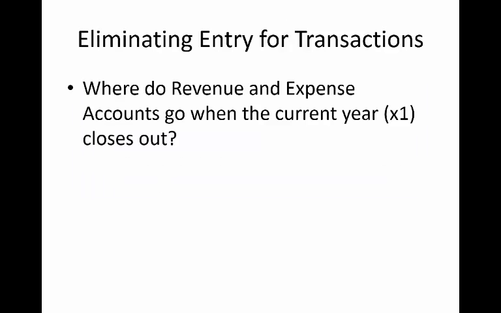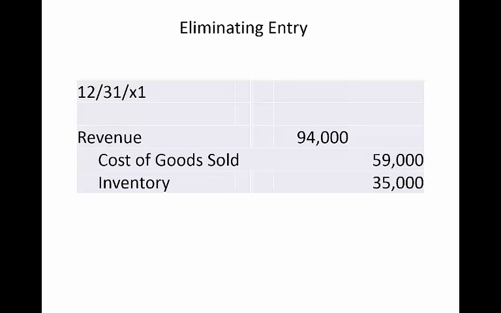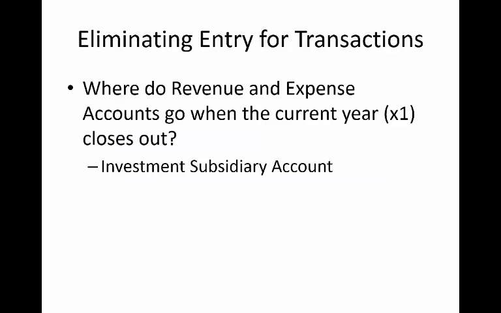So we ask the question, where do revenue and expense accounts go when they close out? We know so far that it's investment sub. But let me ask you this. Let me back up a couple slides here. On this revenue, does the parent get 100% of that revenue since it's an upstream transaction, or do they have to share that with the NCI? They have to share it, as well as the cost of goods sold they have to share. So what we're going to do is we're going to close out revenue and expenses to the investment sub account, and we're going to close it out to the NCI.